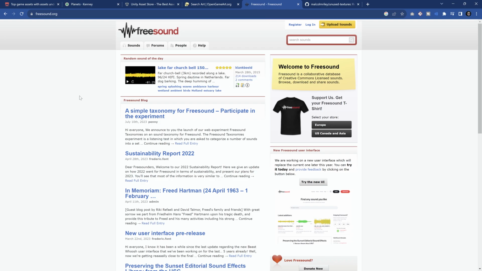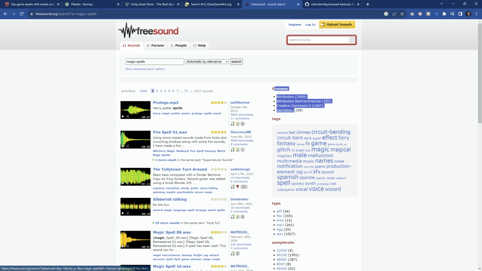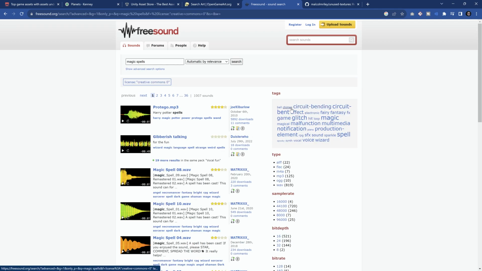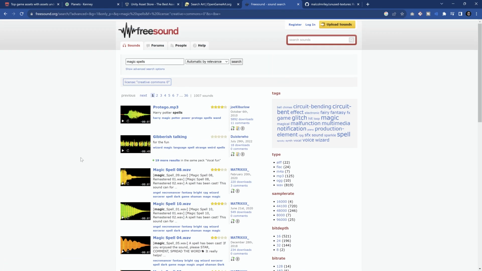Then a little bit of a different thing that is going to be freesound.org. This is an absolutely amazing repository for basically sounds. So for example, if you were to look for magic spells, you can also filter by licenses. So for example, Creative Commons 0, once again, is basically public domain, and you can take a look at some magic spells and things like that. Highly recommended for some audio.